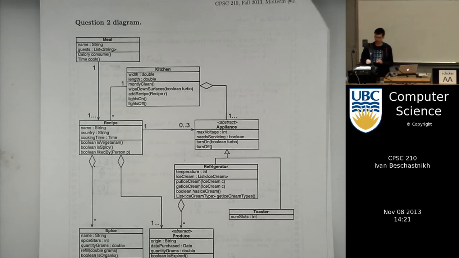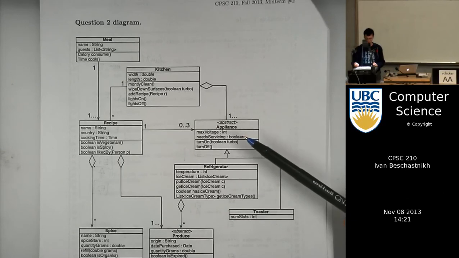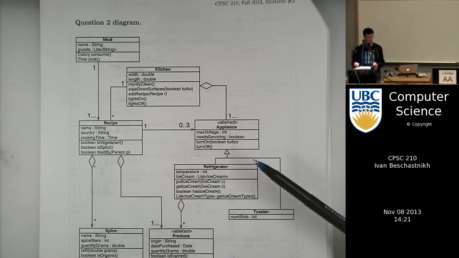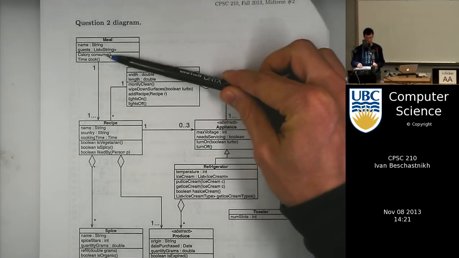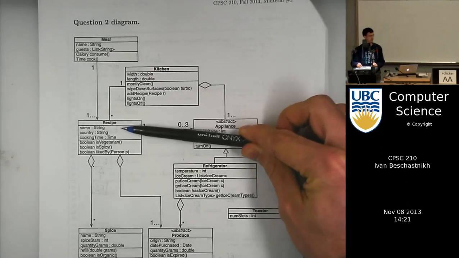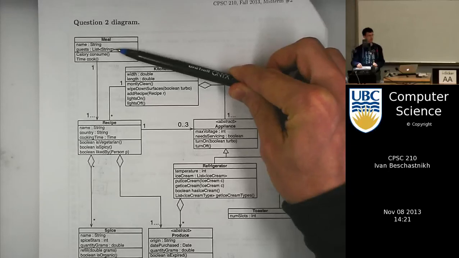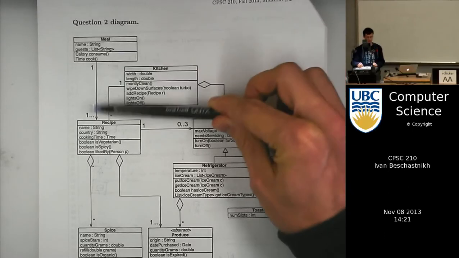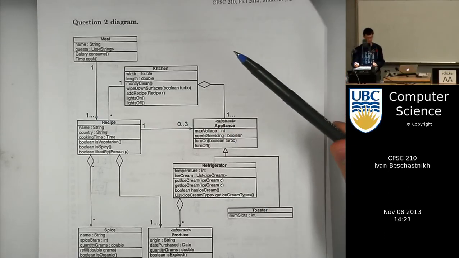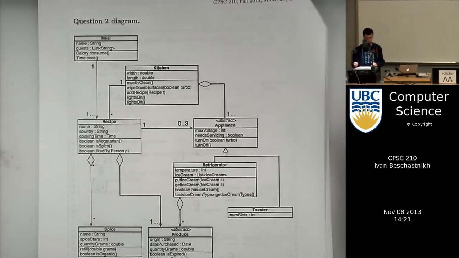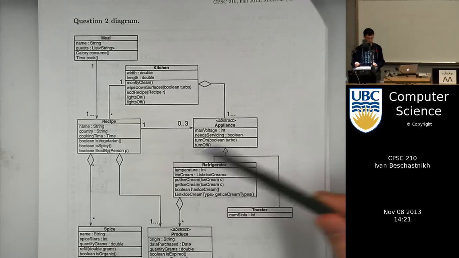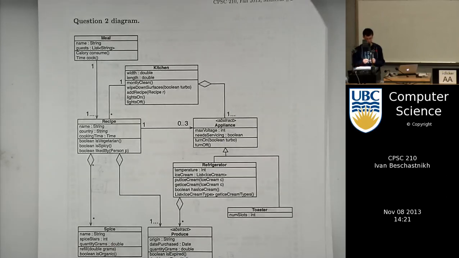The key thing is that we did not want you to express relationships that were not in the diagram. For example, here there's a unidirectional relationship between meal and recipe. If the recipe knew about a meal, you lost points, because you basically implemented the wrong relationship. Or if your spice knew about recipe. You didn't have to add spice, but if you did and it knew about recipe, that's a problem. Other questions on this one?